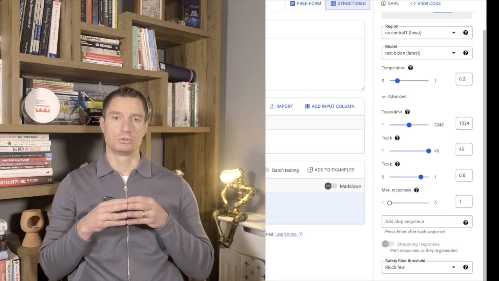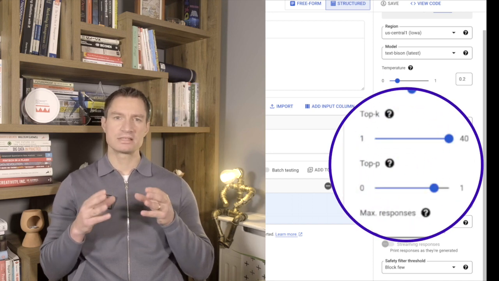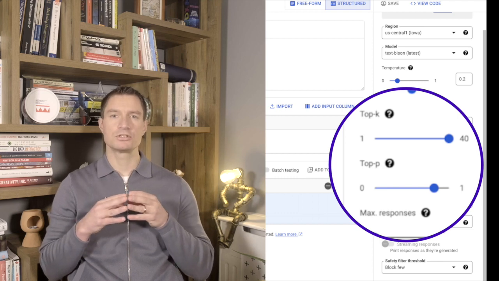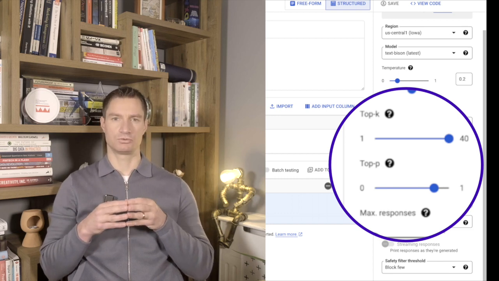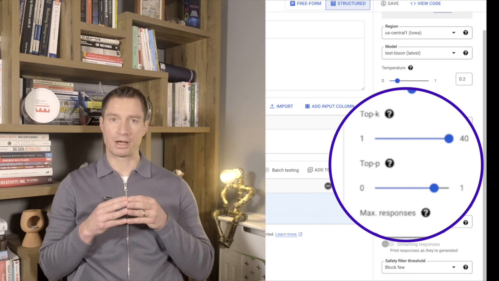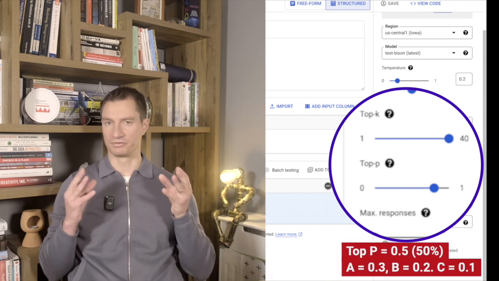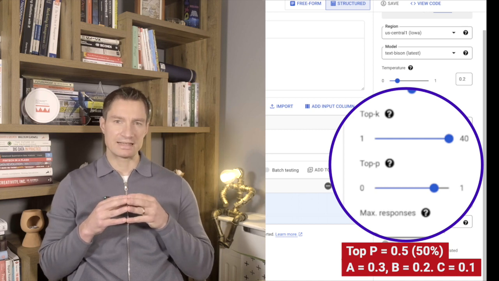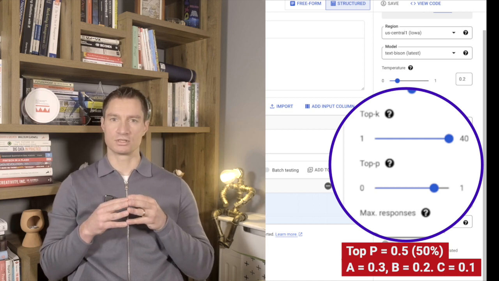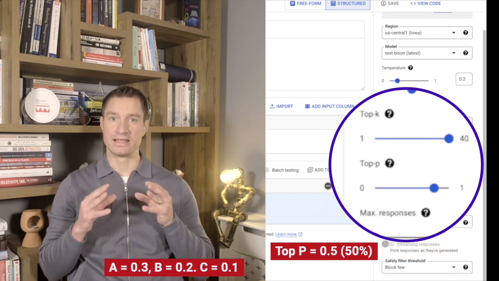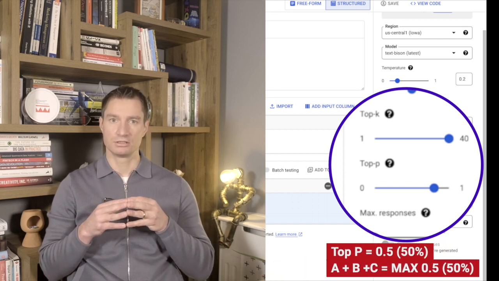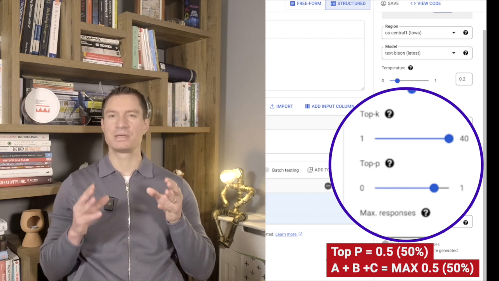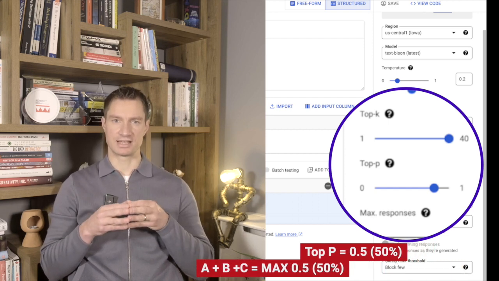The next parameter we will talk about is top P. This is similar to the top K parameter with one distinction. Its value is cumulative. Think about it this way. If you set your top P parameter to 0.5 or 50%, you are telling the model this. Choose the next token from the most likely results based on probabilities that, when added together, will not go over the value of 0.5. This can be hard to grasp, so let's look at an example.